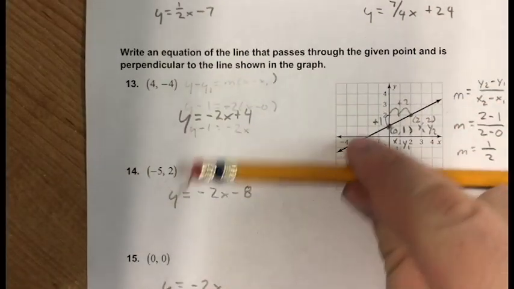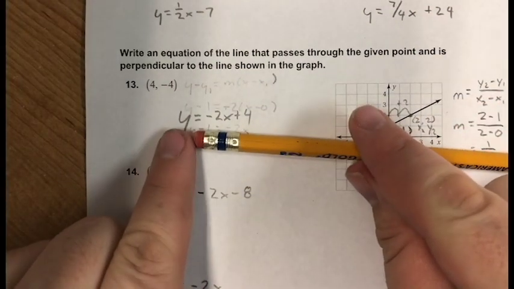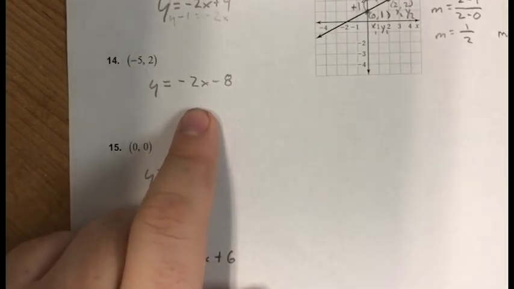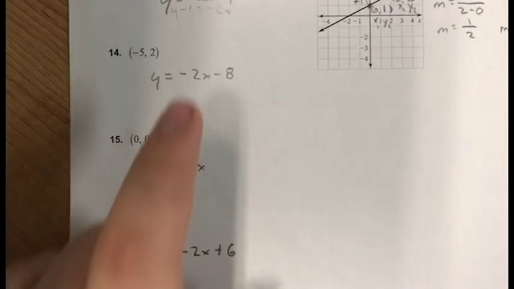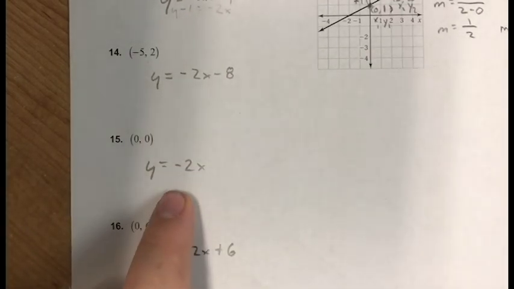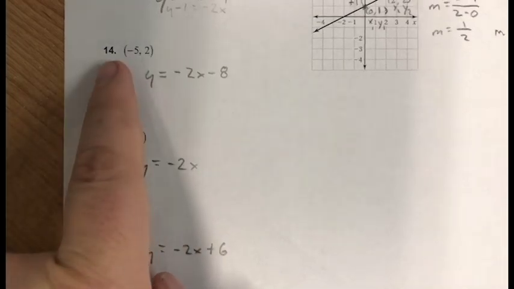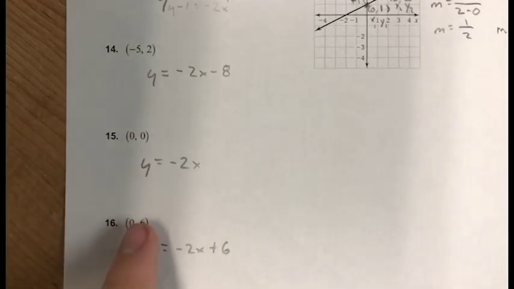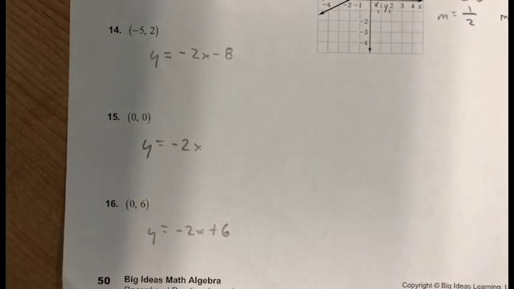All right, so what you should have gotten for 13 was y is equal to negative 2x plus 4. Then for 14, y equals negative 2x minus 8. For number 15, y is equal to negative 2x. I think I said number 4 on that, didn't I? It doesn't matter. All right, so number 16, y is equal to negative 2x plus 6.